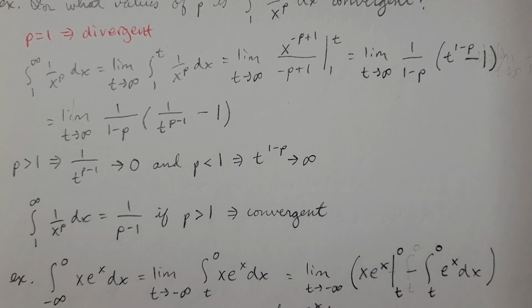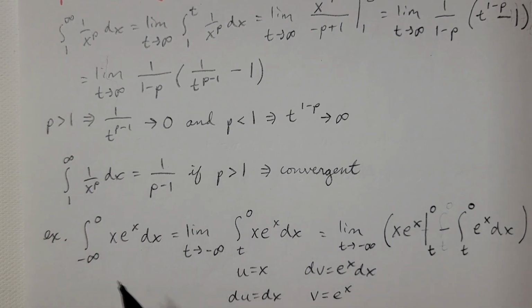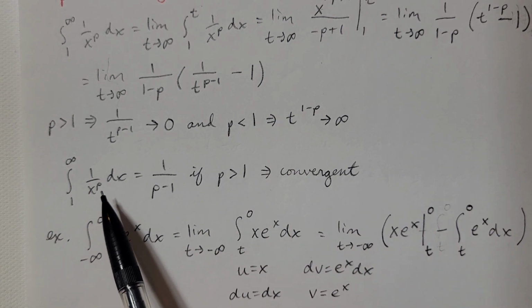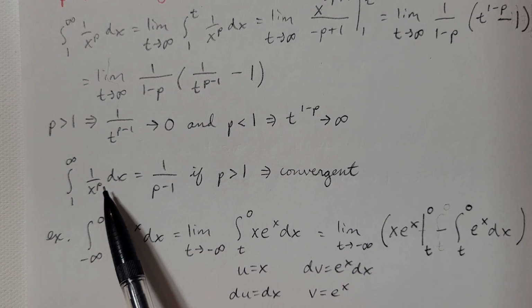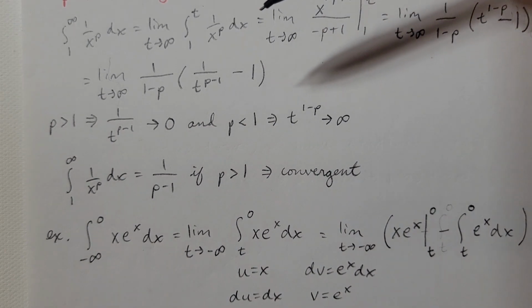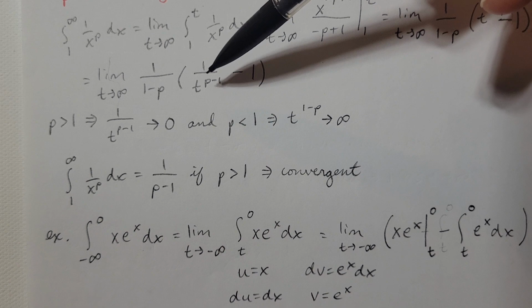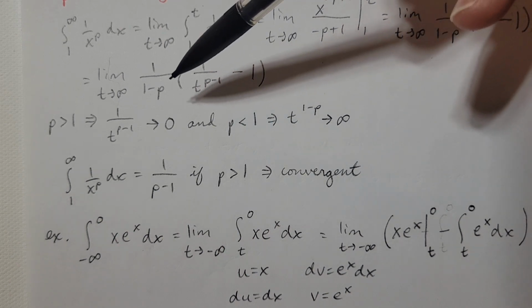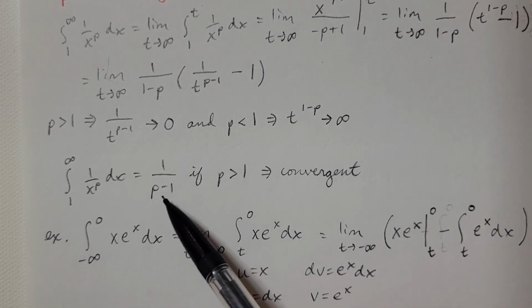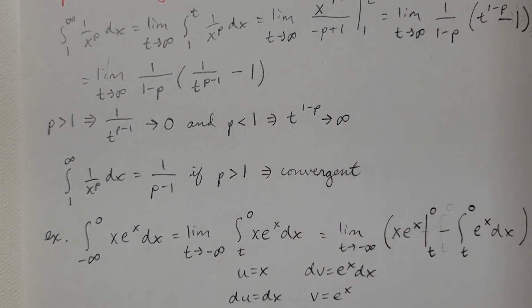Okay, so the point is that you're going to have a convergent integral for this as long as p is some number that is bigger than 1, right? If p is 1, then you've got a divergent integral. If p is some number less than 1, you've also got a divergent integral. If p is convergent, then this term goes to 0, right? So you've got negative 1 divided by 1 minus p. That's the same as 1 divided by p minus 1, which is going to be the answer, as long as p is some number bigger than 1.